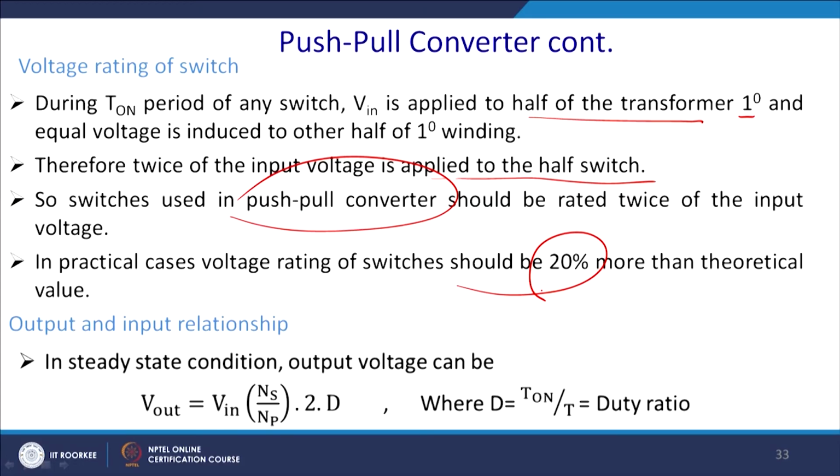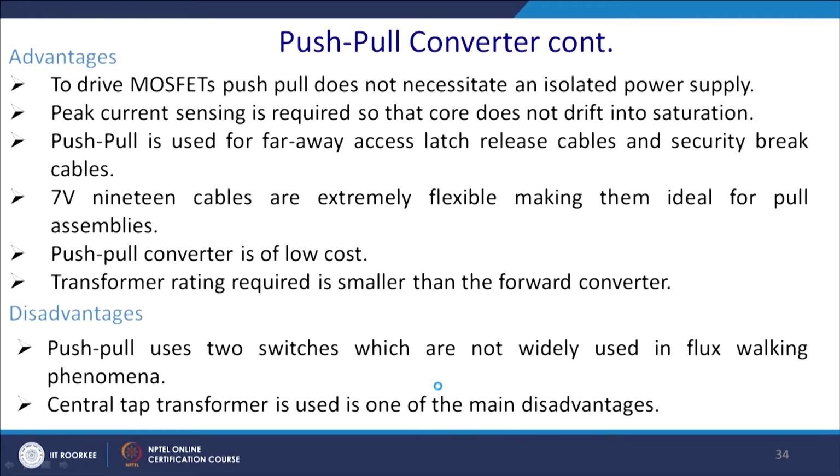So, we have the input output relationship. In the steady state condition, the output voltage is Vout equal to Vin times Ns by Np times 2D, where D equals T on by T, the duty ratio. Now, what are the advantages of this type of push pull converter?